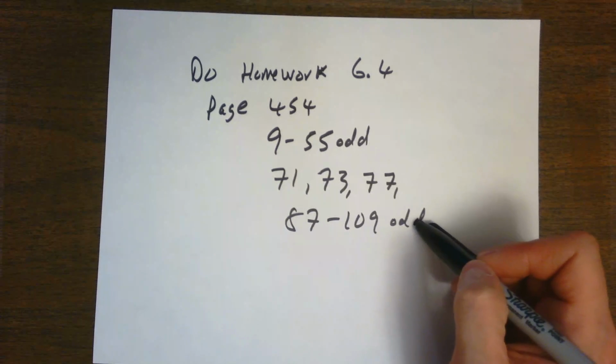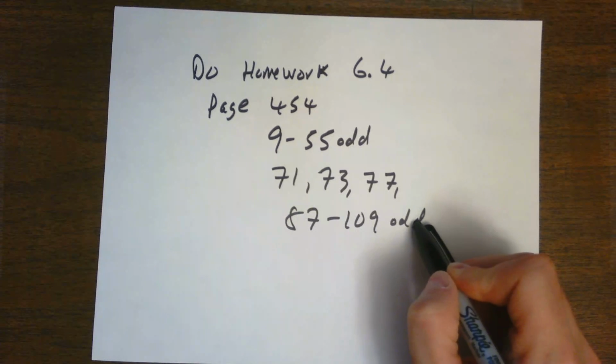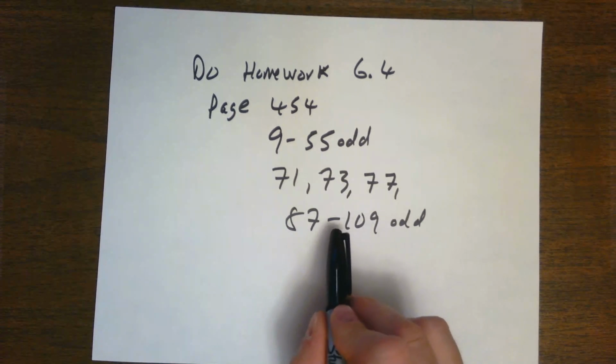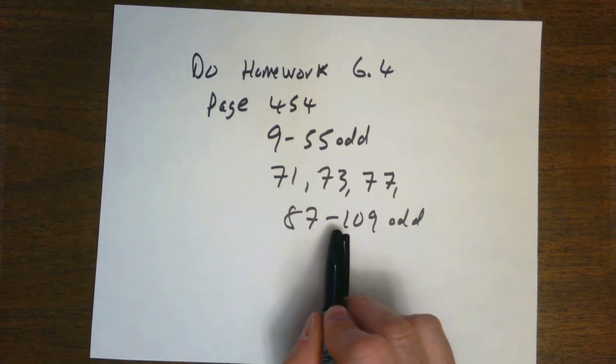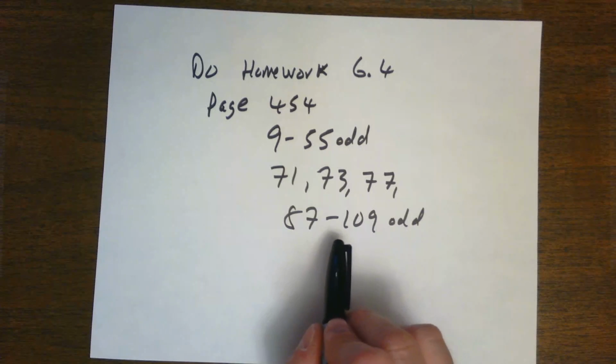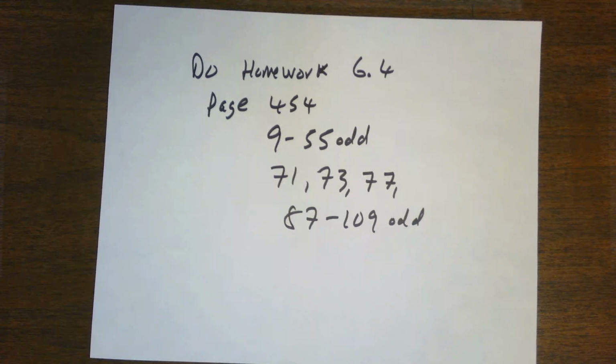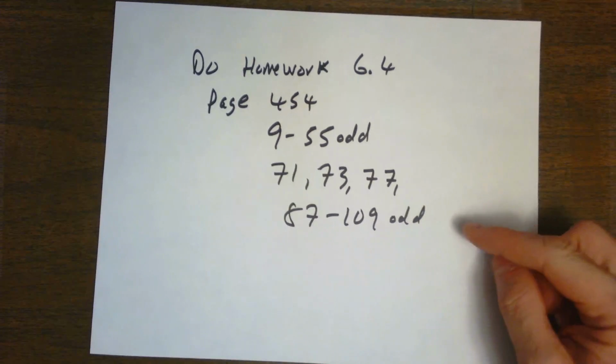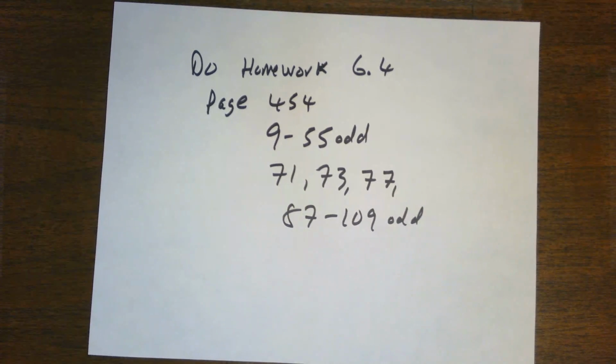87 through 109, just the odd numbers there, are solving. All of these will come out to be nice and well-behaved numbers as you rewrite them and then do them on a calculator, very similar to the ones we did. The key, again, is rewriting. I think you'll find that the key with many of these is rewriting them.